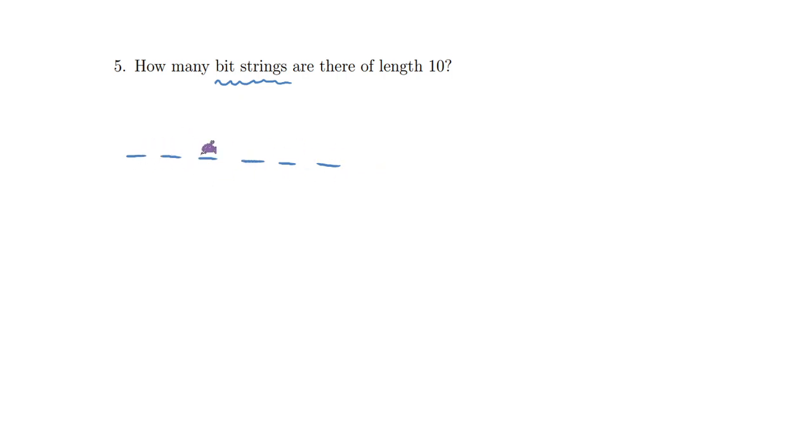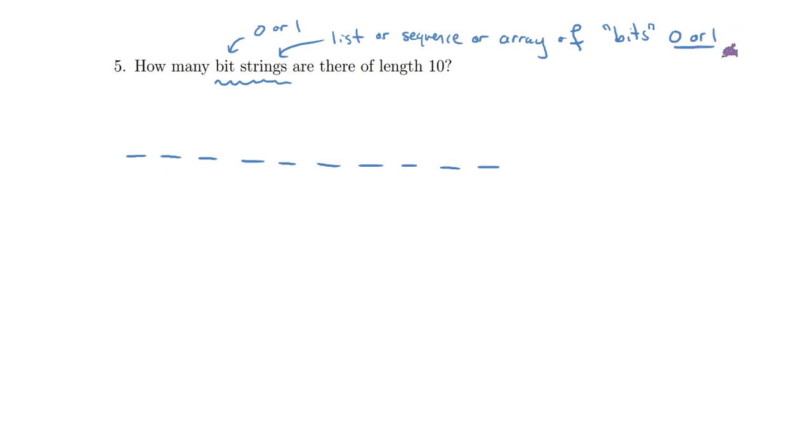So 1, 2, 3, 4, 5, 6, 7, 8, 9, 10. Okay, so a bit can be 0 or 1, and strings, these are just arrays. So you could just think of it as a list or sequence, or array of bits which are 0 or 1. Okay, so I'm allowed to put 0 or 1 in any of these positions, and there are 10 total.